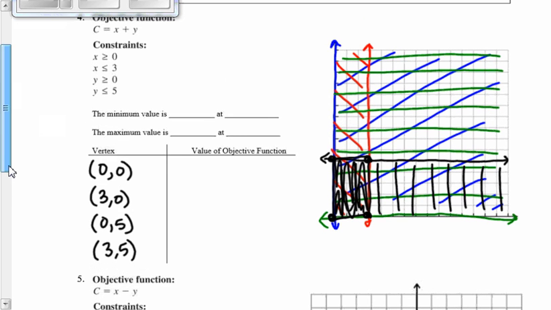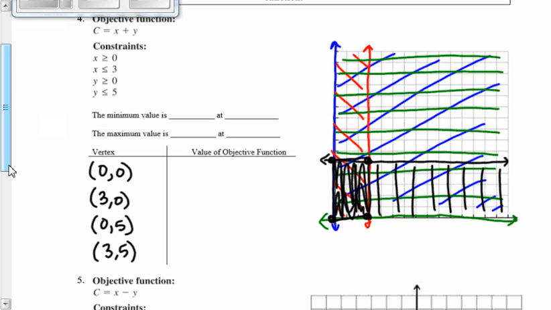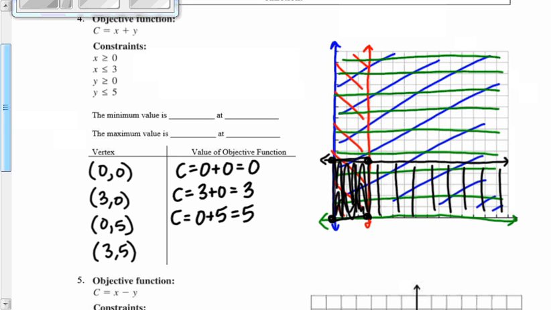So now we're going to test it in the objective function. So the objective is c equals x plus y. So c equals 0 plus 0, which is 0. C equals 3 plus 0, which is 3. 0 plus 5, which is 5. And for our last vertex, that would be 3 plus 5, which is 8.